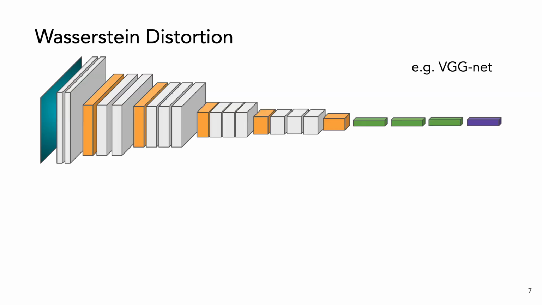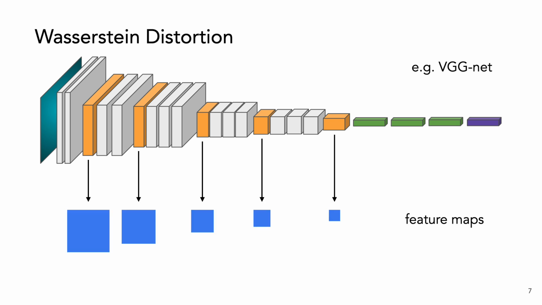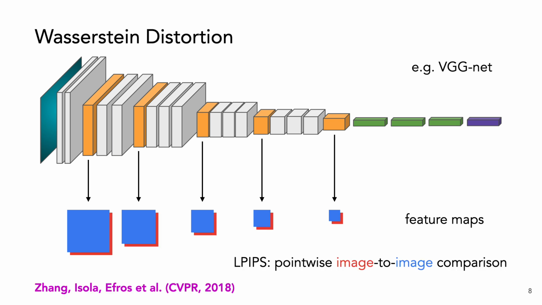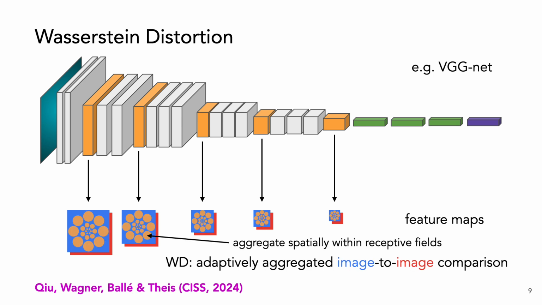Concretely, for VGG features, this means we extract specific feature maps for each image. While LPIPS compares the features point-wise from one image to the other, Wasserstein distortion compares local statistics of pooling regions, whose sizes are generally different depending on the location.